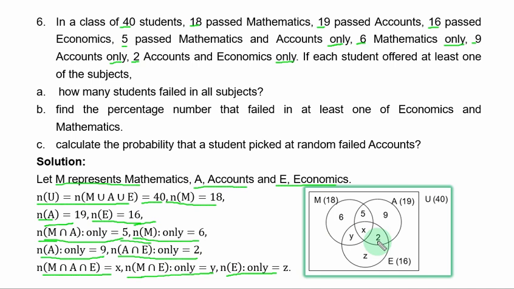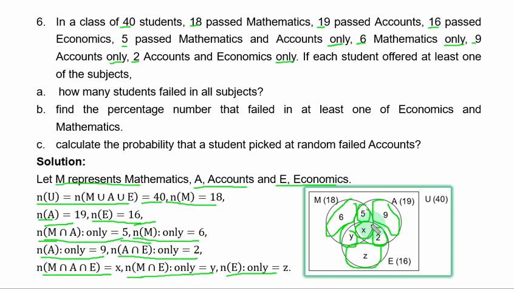The rectangle denotes the universal set and the circles the subsets. So this part alone is only mathematics, 6. Here is only accounts, 9. Here is only economics, Z. Here is only accounts and economics, 2. Only mathematics and accounts, 5. Only mathematics and economics, Y. Then the intersection of the 3 subsets is S.